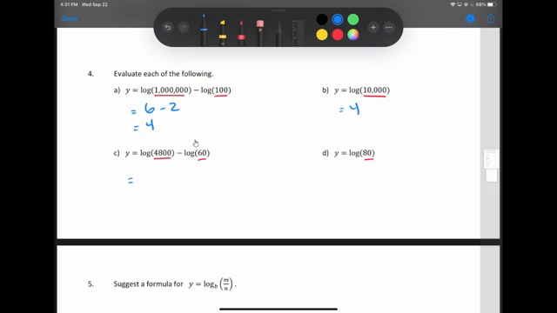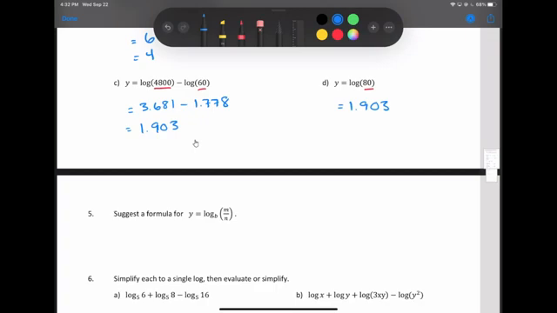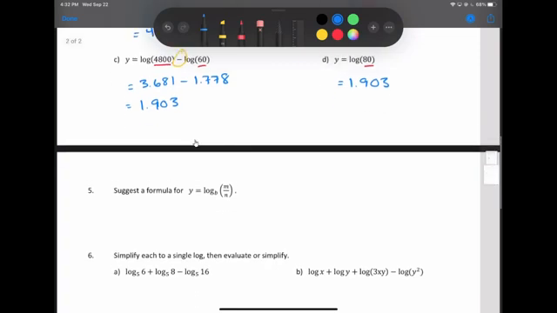So my calculator says the log of 4,800 is 3.681, and it says the log of 60 is 1.778. 3.681 minus 1.778 is 1.903. Now over here, the log of 80 is 1.903. Cool, seems to work. So from that, can we suggest a formula for the log base b of m over n? And I think the answer is right up here. We just have to subtract the two individual logs. So that's going to be equal to log base b of m minus the log base b of n.